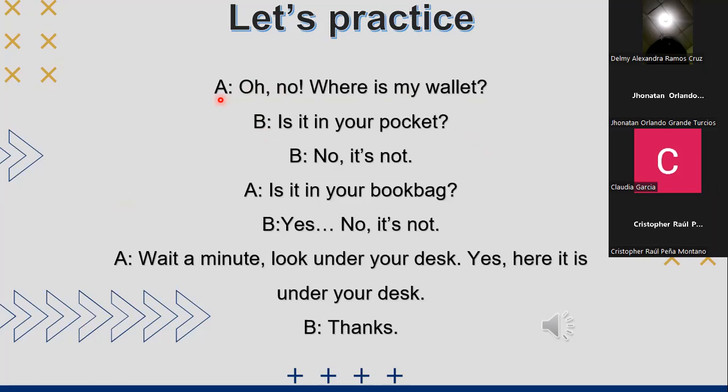Oh no, where is my wallet? Is it in your pocket? No, it's not. Is it in your book bag? Yes. No, it's not. Wait a minute. Look under your desk. Yes, here it is under your desk. Thanks. Thank you so much. Excellent job. Thank you for your participation in this conversation.